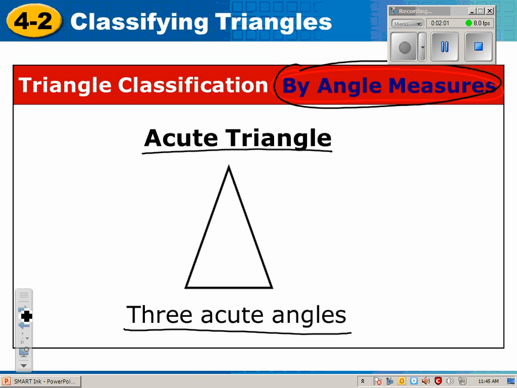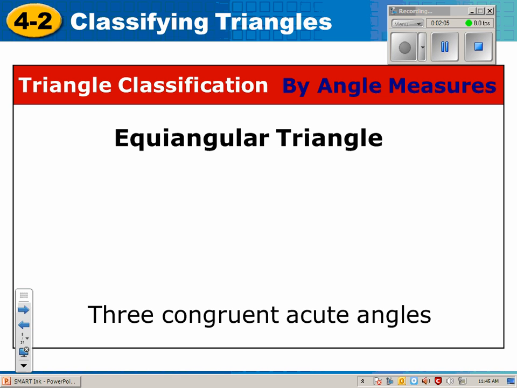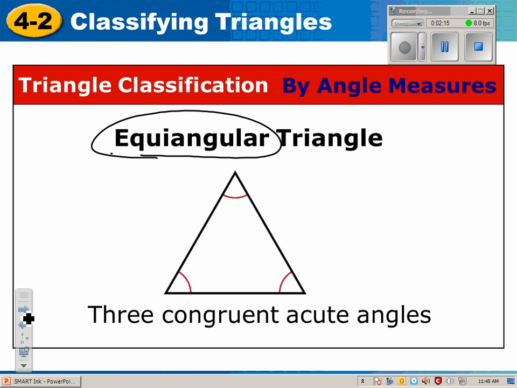Another way to classify a triangle by angle measures is if all 3 angles are congruent. Then it is equiangular. You will need to be able to spell that word. And it is not equal angular, it's equiangular. No L.